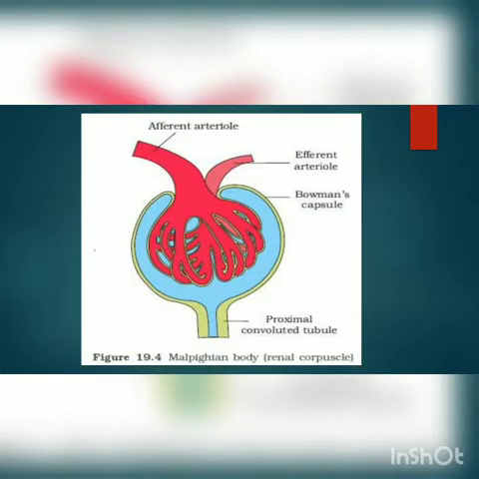This is the structure of the Malpighian body. Here these are the afferent and efferent arterioles. This is Bowman's capsule, the cup shape, that cavity here. Together they both are termed as the Malpighian body. This glomerulus and Bowman's capsule together are termed as the Malpighian body.